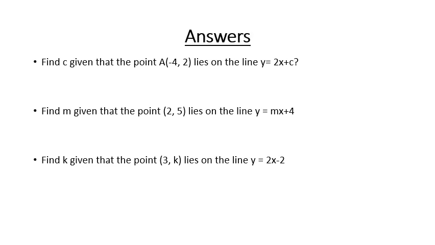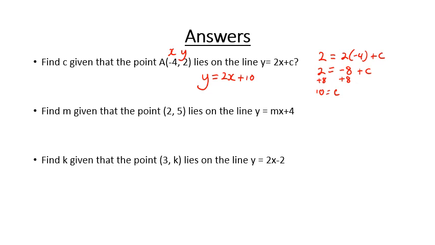In our first example, we're trying to find c. So remember, we substitute our x and y. So we have 2 equals 2 lots of minus 4 plus c. 2 equals negative 8 plus c. I'm going to add 8 to both sides. 10 therefore equals c. So this equation would be y equals 2x plus 10.